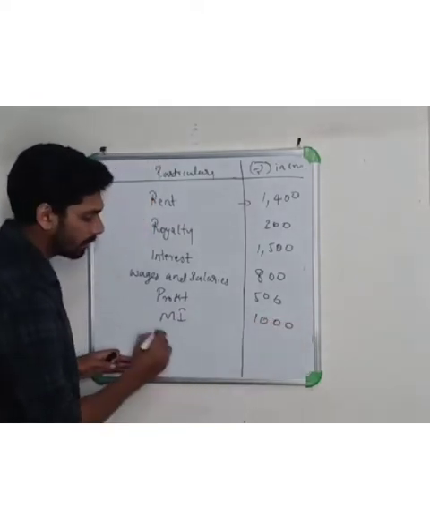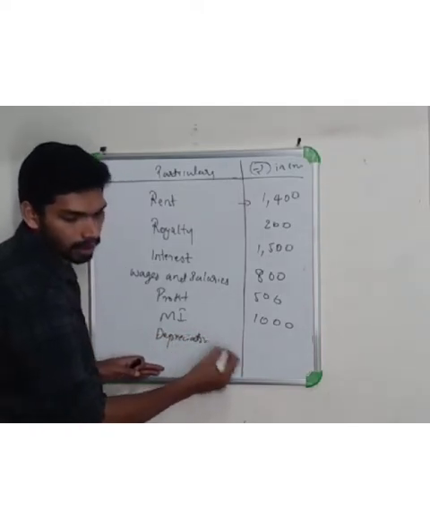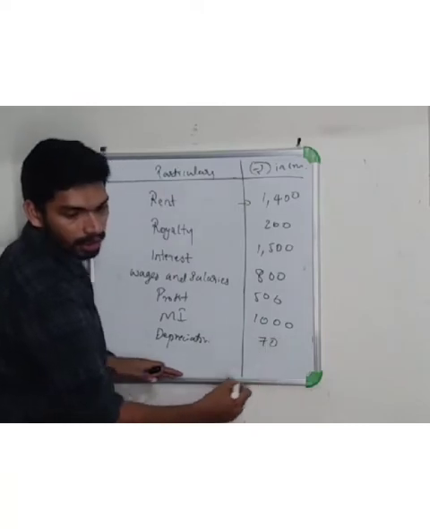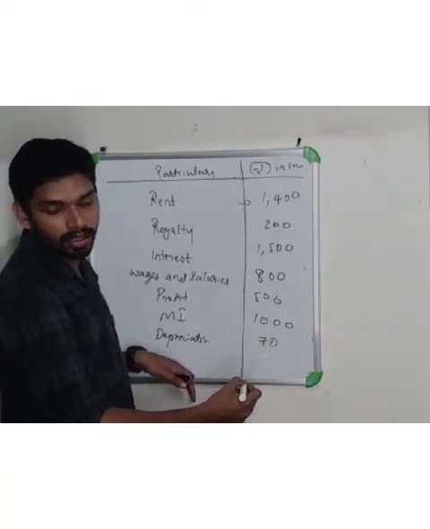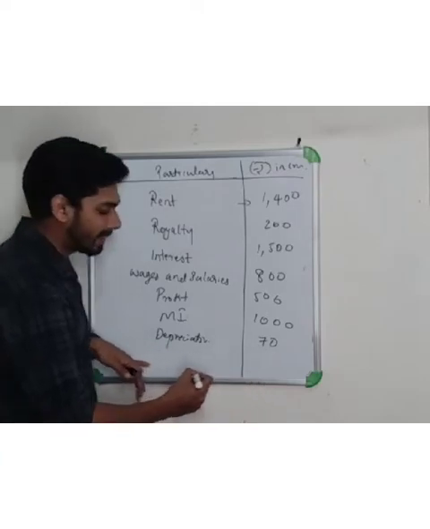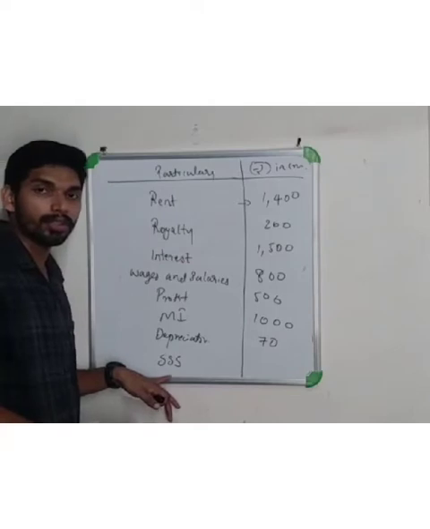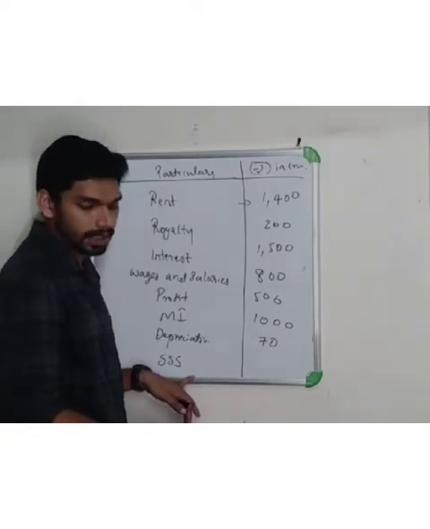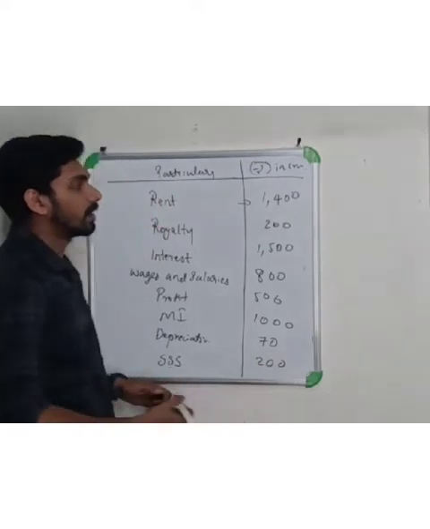Then depreciation is 70. Then employees' contribution to social security schemes, that is SSS, is 200. So this is the table.